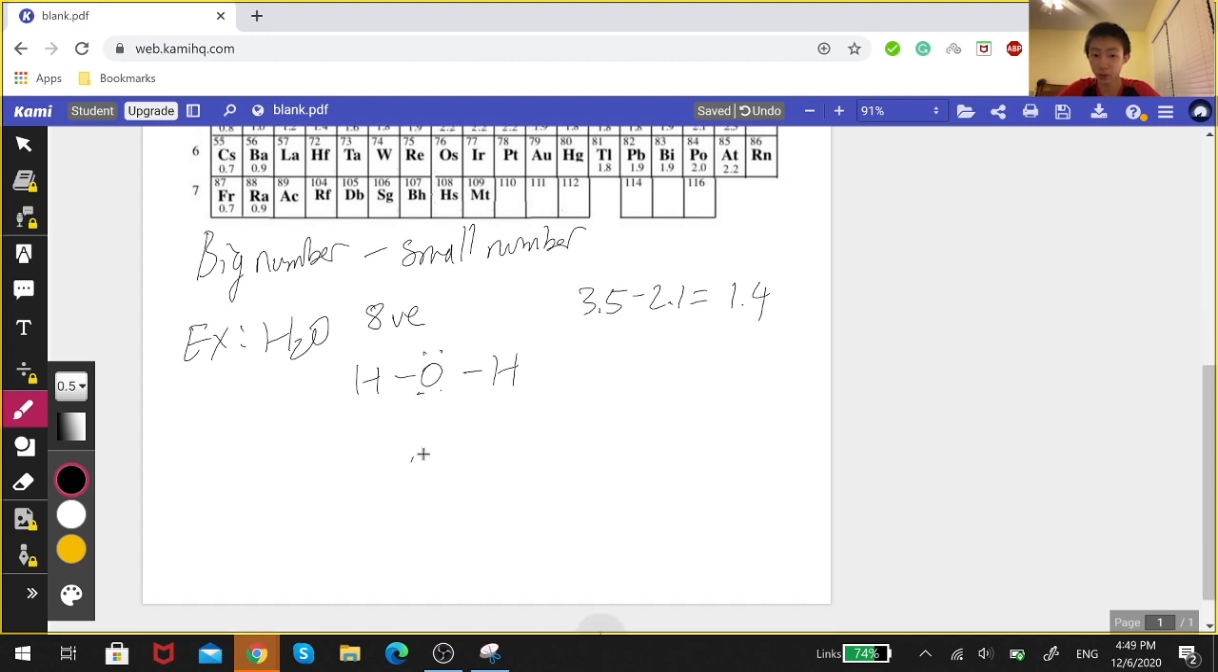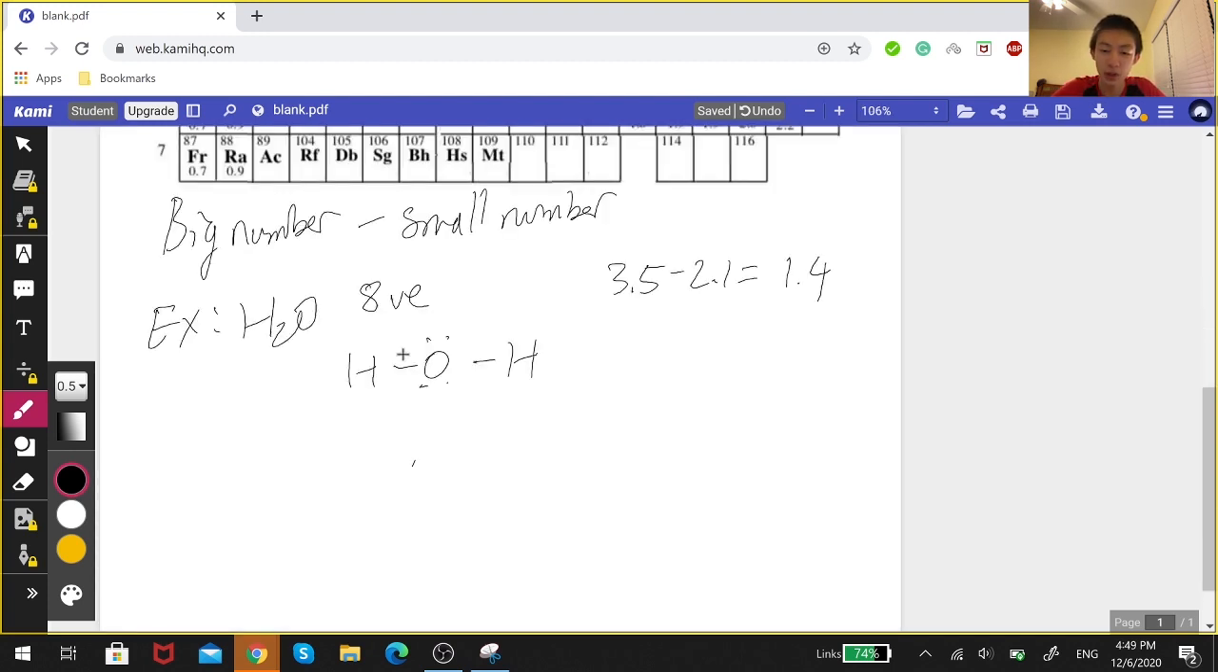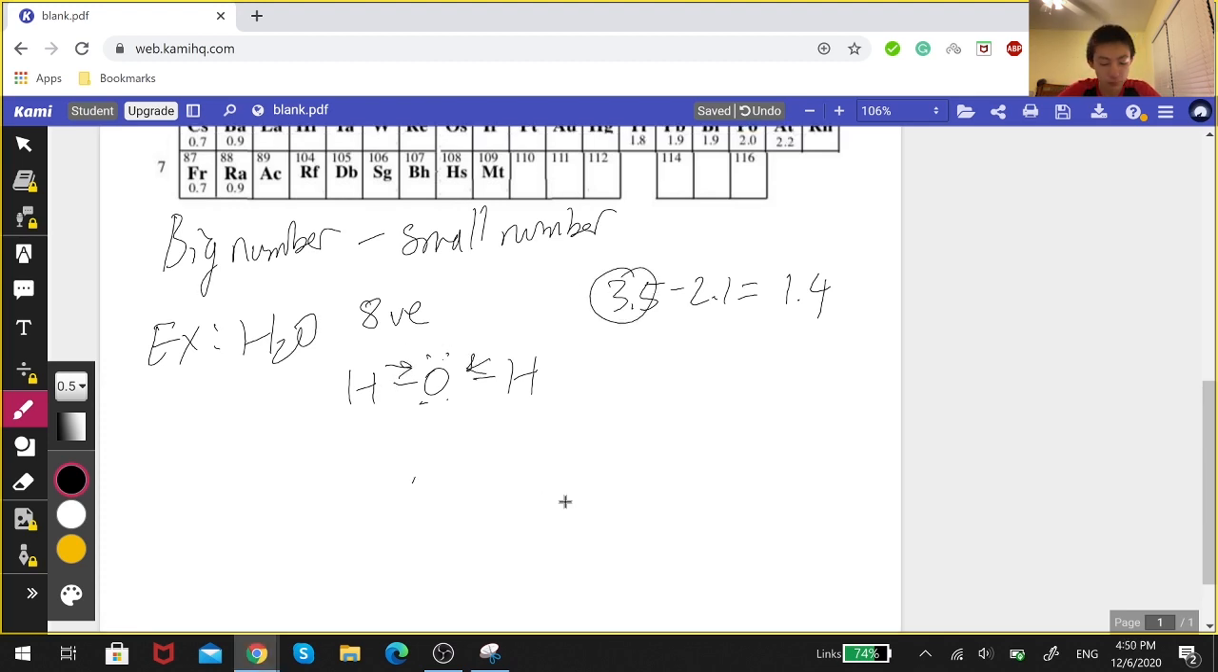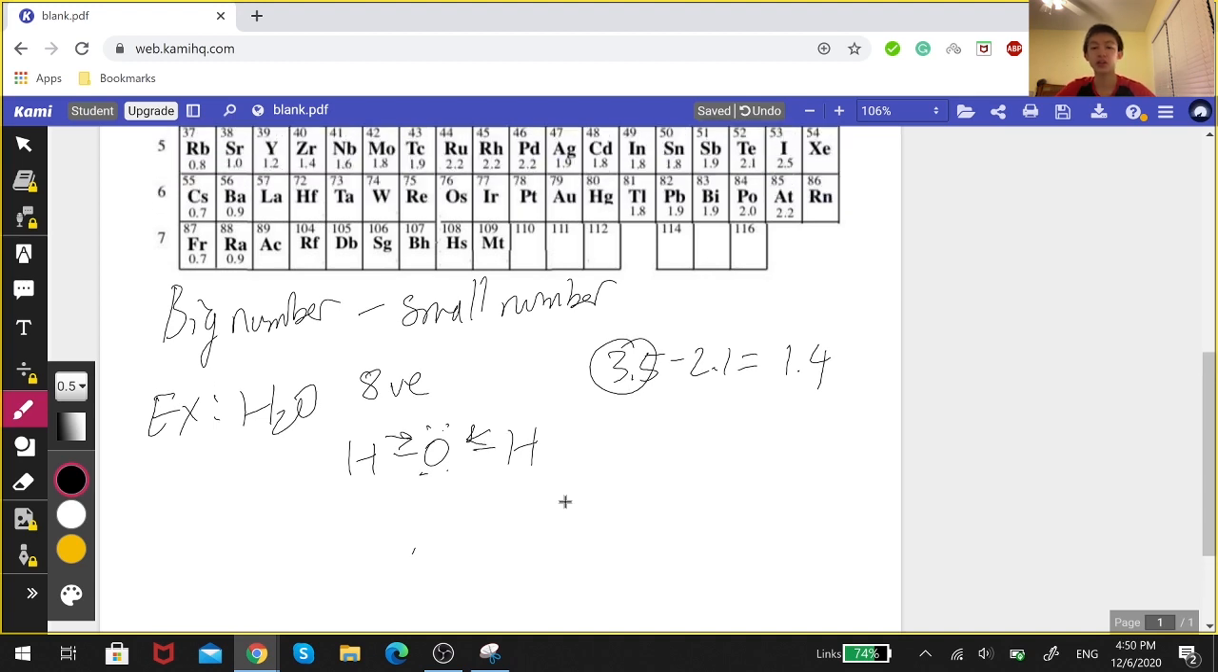And to show that it's polar, we're going to do this by drawing arrows. The arrow is going to point toward the higher electronegativity value. So it's going to look like this and this. The arrows are always going to point toward the more electronegative element. And then you're going to write a plus on the end of the less electronegative one.